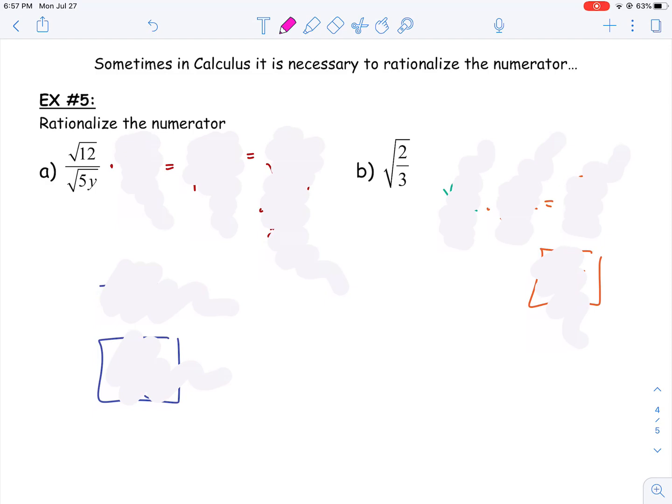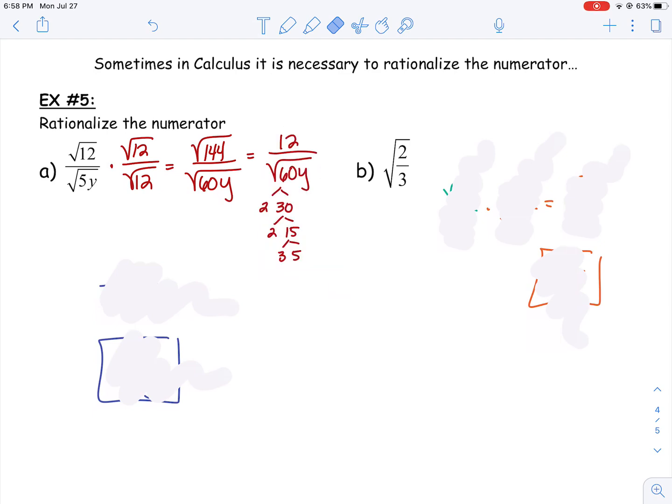Example number 5 gives us the square root of 12 over the square root of 5y. If you notice that I have a square root in my numerator, square root of 12, I want to get rid of that. I'm going to multiply both the top and the bottom by that square root, the square root of 12. If you notice when I multiply these fractions, the square root of 12 times the square root of 12 is really the square root of 144. In my denominator, I have the square root of 5y times the square root of 12, which is the square root of 60y. Let's see what happens, though, when we try to reduce this a little bit. I end up getting 12 on the top because the square root of 144 is 12.